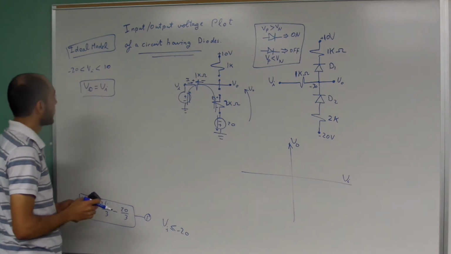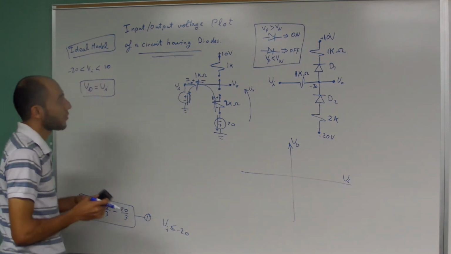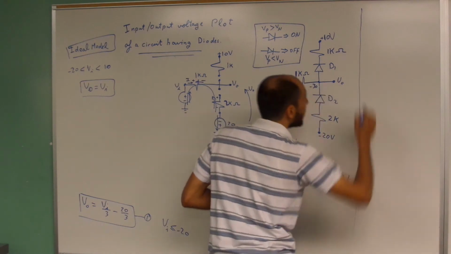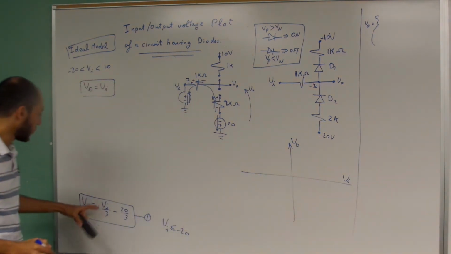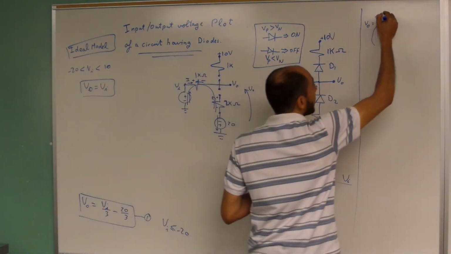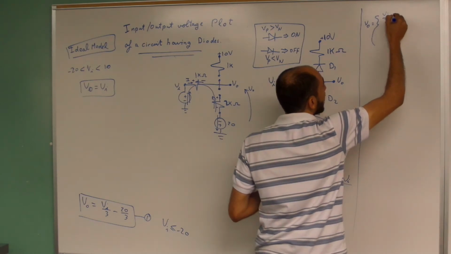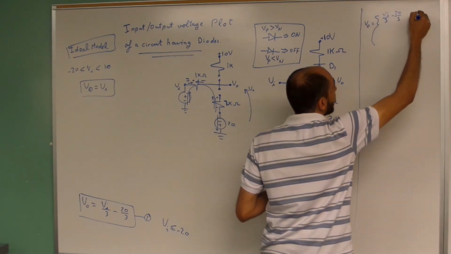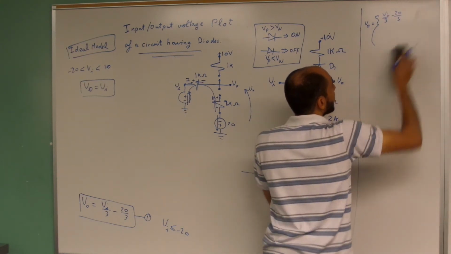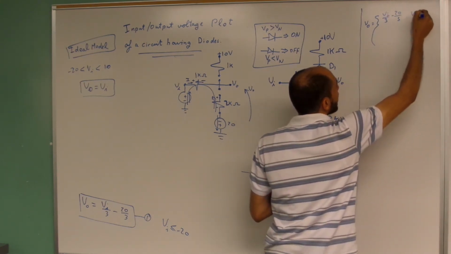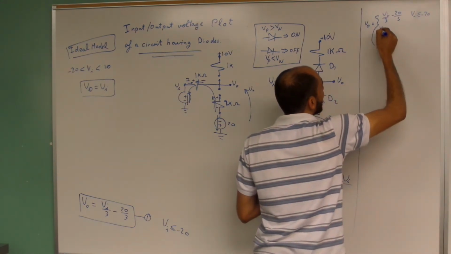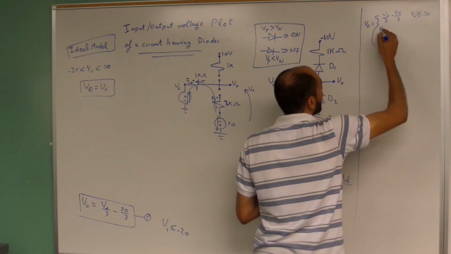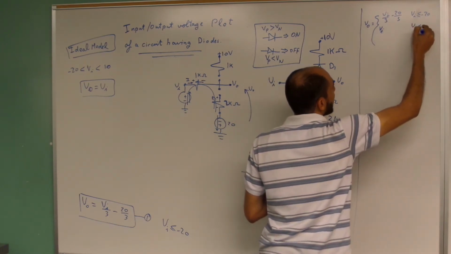And this is when V input is very large. So let's write it down here. V output equals V input over 3 minus 20 over 3, when V input is smaller than negative 20. And then V output equals V input when it is between 10 and negative 20.